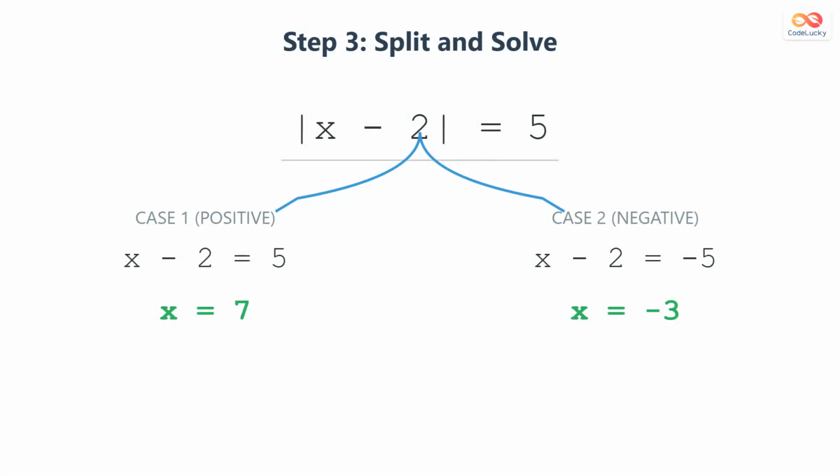Now that it is isolated and equals a positive 5, we can split it. Case 1, x minus 2 equals 5. Case 2, x minus 2 equals negative 5. Solving these simple equations gives us our 2 answers, x equals 7 and x equals negative 3.